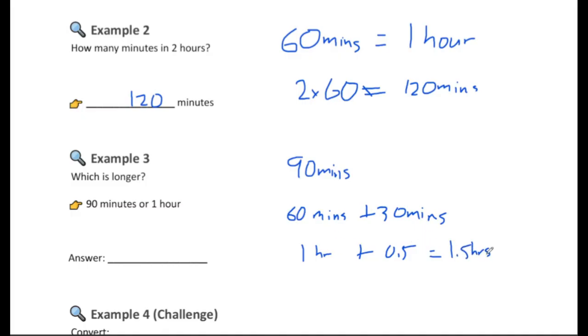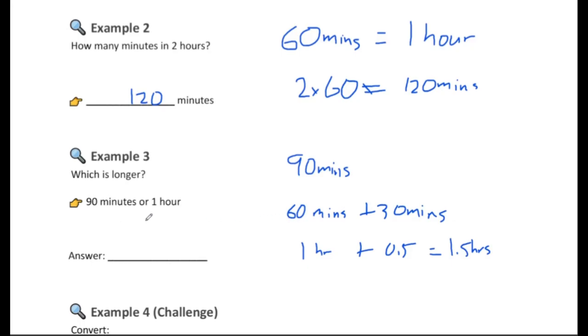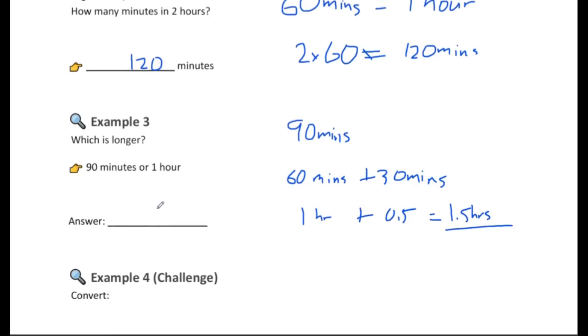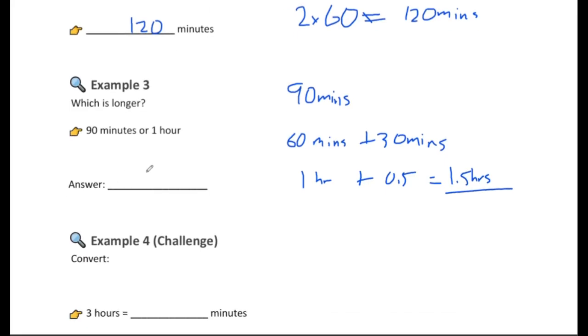So now that they're in the same units, we can compare 1.5 hours or 1 hour. And we know that 1.5 hours is definitely going to be longer. So therefore, 90 minutes is going to be our longer time.